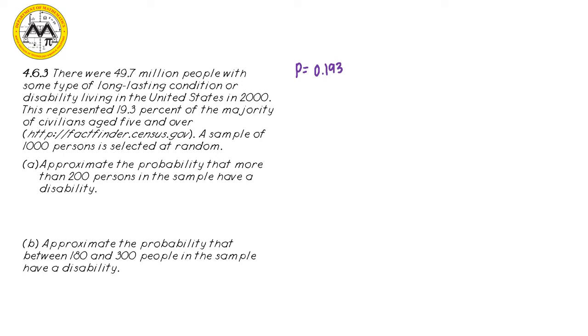So for a sample of 1,000, n is 1,000, so the mean is 193. The standard deviation is the square root of np times 1 minus p, so that's 193 times 0.807. So sigma is 12.48.